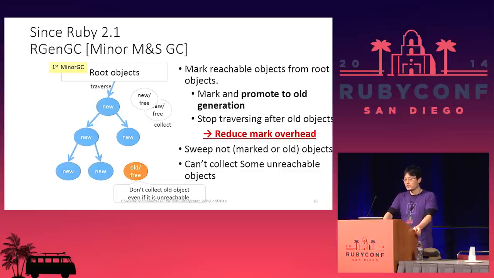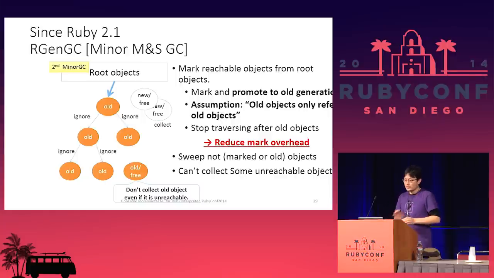At first, we traverse like the simple mark and sweep algorithm, and check objects and make them old. And second, we make an assumption: old objects only refer to old objects. So if we reach old objects, we can skip the traversal further, which improves performance. So we don't need to traverse old objects.